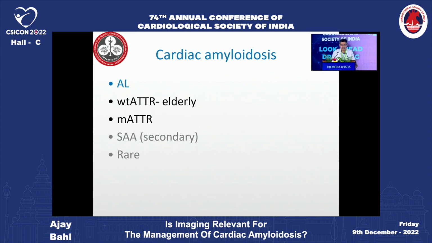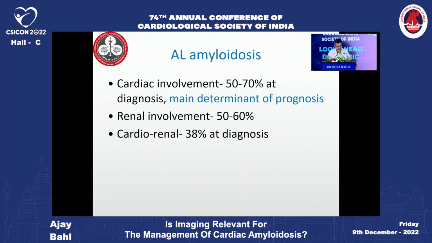So the commonest amyloidosis that we actually encounter is AL amyloidosis. And of course, ATTR amyloidosis is being increasingly diagnosed, at least in the West. We have evaluated a number of patients with heart failure with preserved ejection fraction, the high-risk group. We have found very small numbers of ATTR amyloidosis.